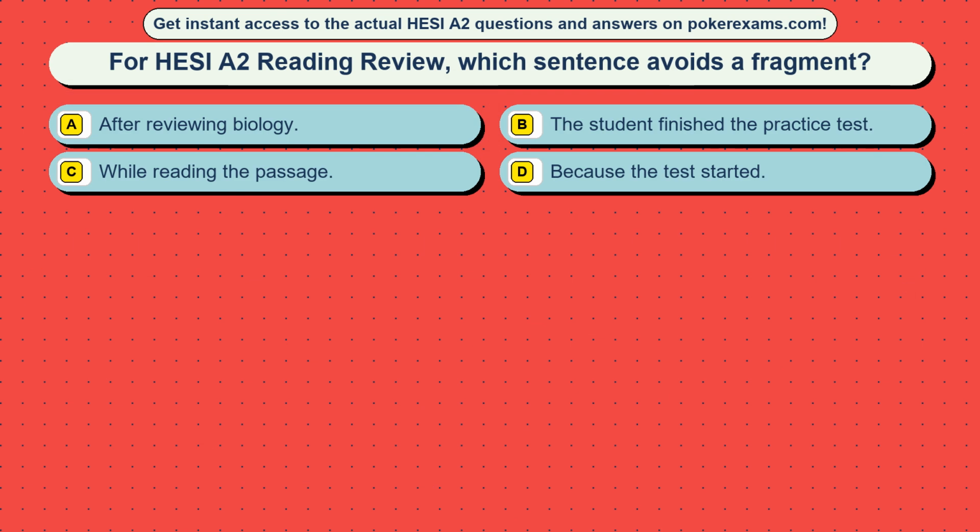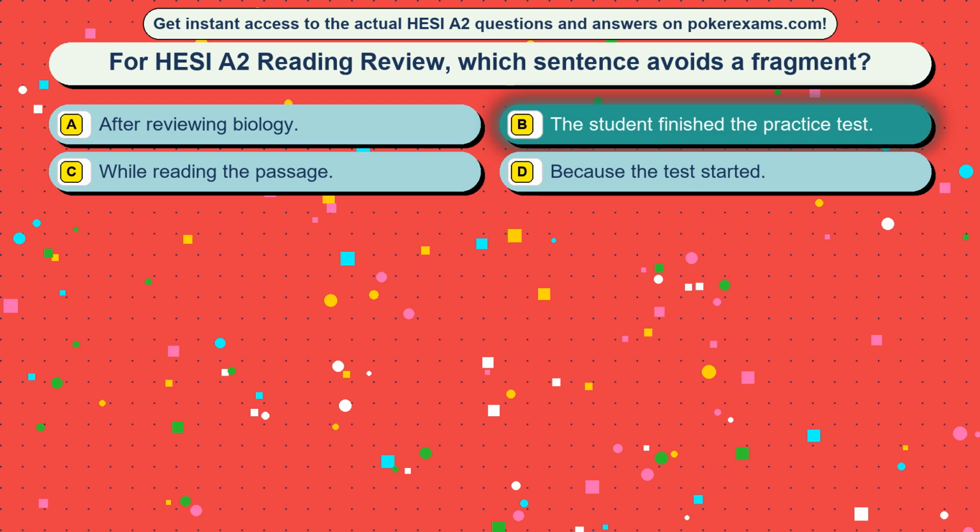Question 22. For HESI A2 reading review, which sentence avoids a fragment? Option A, after reviewing biology. Option B, the student finished the practice test. Option C, while reading the passage. Option D, because the test started. The correct answer is option B, the student finished the practice test.